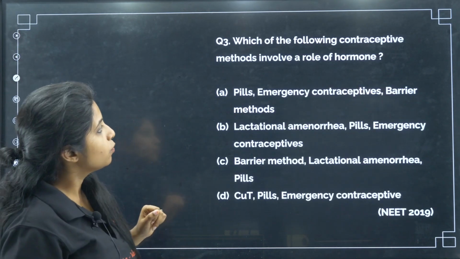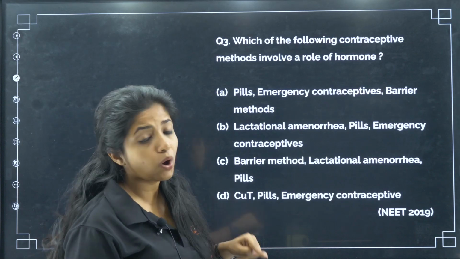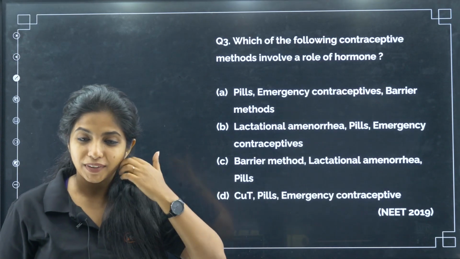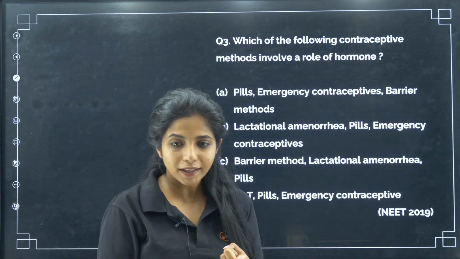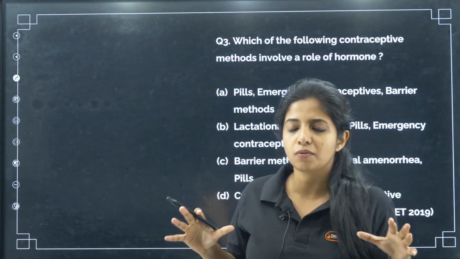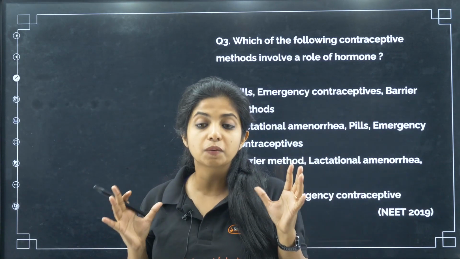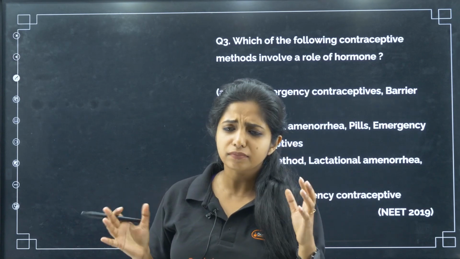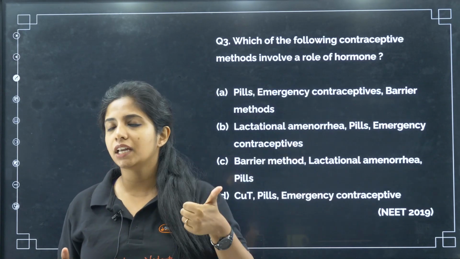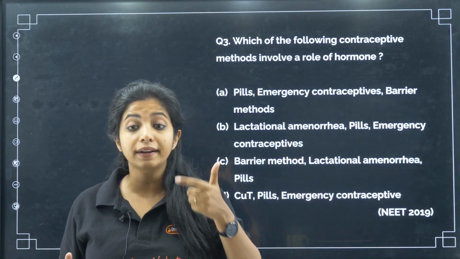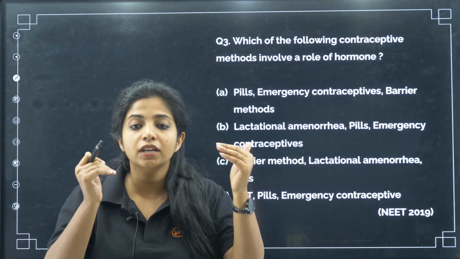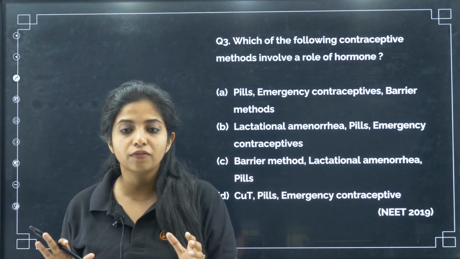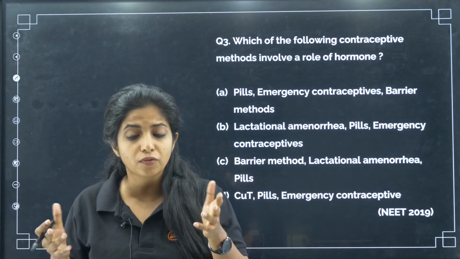Going ahead to the next. Which of the following contraceptive methods involve a role of hormone? Okay, so we have many different types of contraceptive methods, right? What are those? Natural methods, where we are not injecting anything in our body. Basically, we're naturally preventing conception. For example, in a natural method, the first method that you have is coitus interruptus. You're interrupting the sexual act, and before the man ejaculates, you're removing the penis from the female body. That is known as coitus interruptus or withdrawal method.